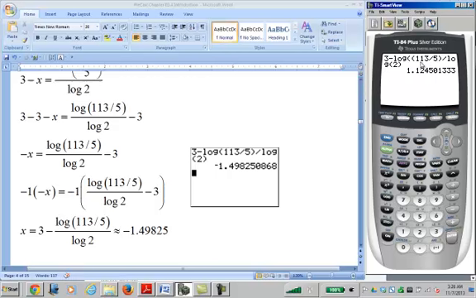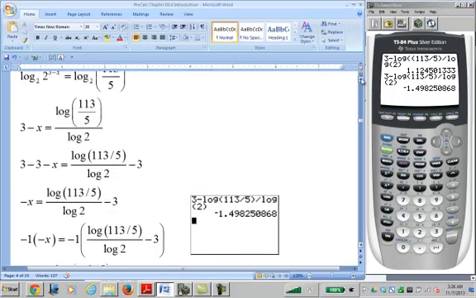I got one too many parentheses in here. Let me go back up here and delete this. Okay. All right. Go back to the original problem.